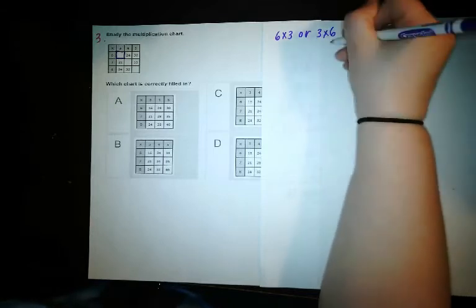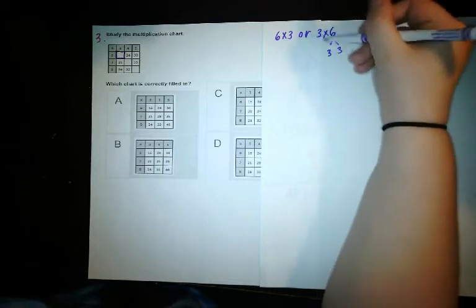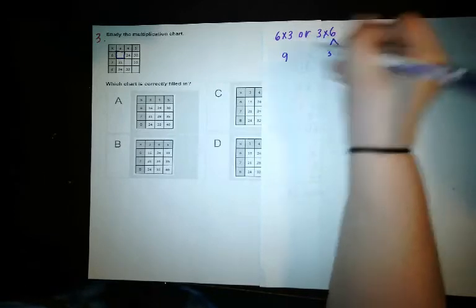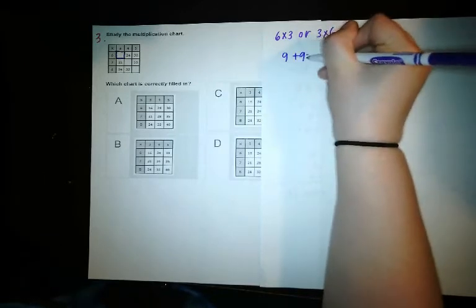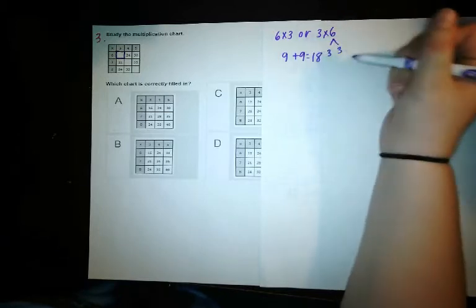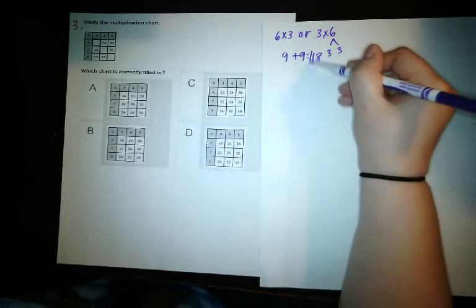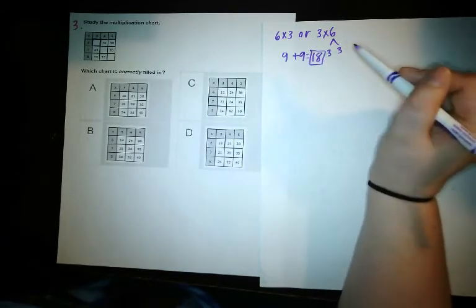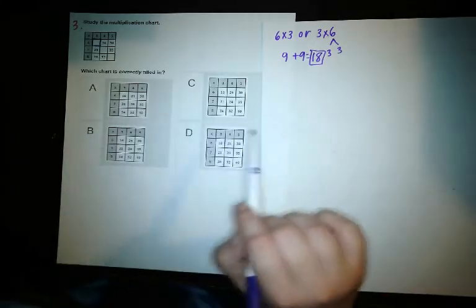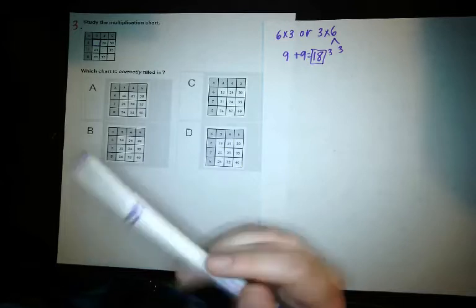Let's say you don't know what 3 times 6 is. Let's break it apart. 3 times 3 is 9, and then 3 times 3 is 9. 9 plus 9 is 18. So we know that 18 is going to go there. Before we move anywhere, let's make our life a little bit easier. Let's look at all 4 charts and see if there's any that do not have an 18 right there, because that might help us layer it down.